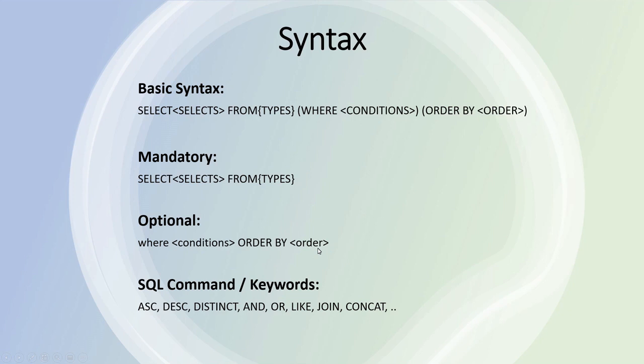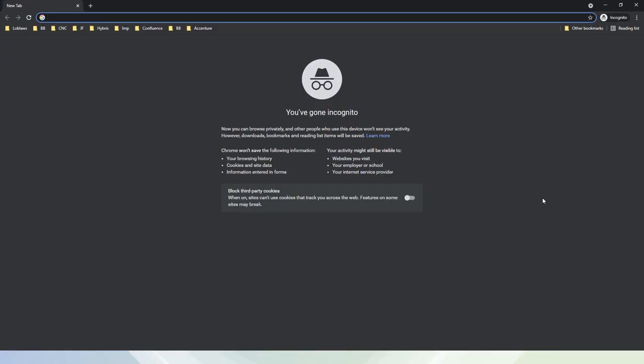Now, related to the SQL commands or keywords that flexible search supports, here are some where we can define ascending, descending, distinct, and, or, like, join, concat. We can also define max, min, count. So all those SQL commands and many more we can use in flexible search. Some of the commands we will see at the time of the hands-on, how we can use these SQL commands in flexible search. Let's do the hands-on session.